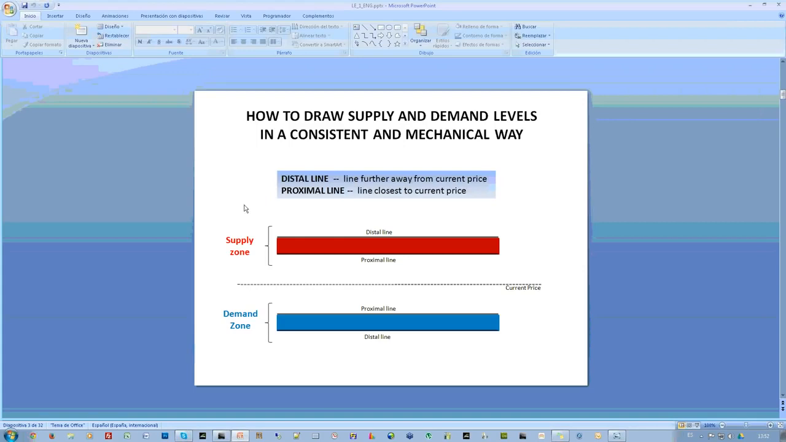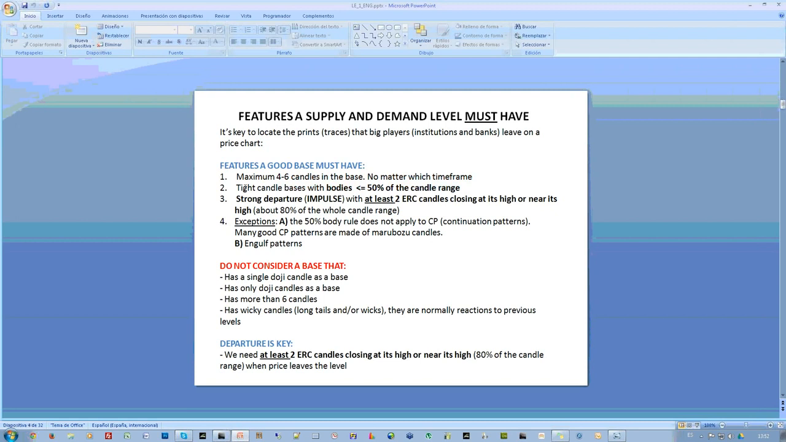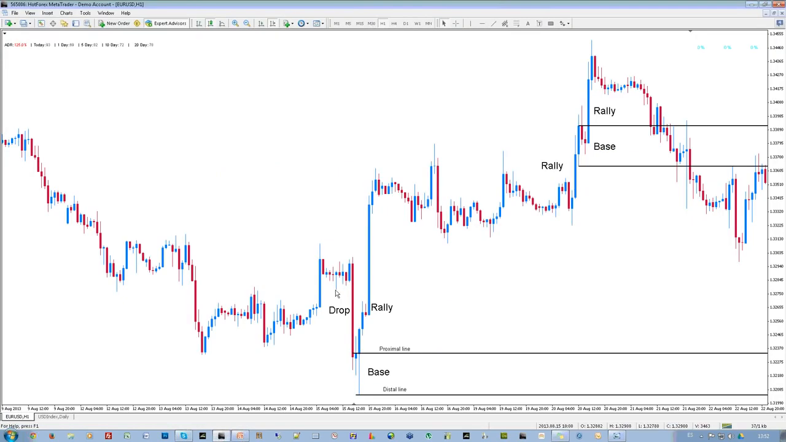But before doing that, let me describe what a good base is, because the base and the departure are essential for a level. A level normally is composed of three blocks: one leg down, okay, like this, we call it a leg, a base, and then another leg. The outgoing leg is the rally, in this case for a demand level, the departure, which is the most important. It's always the second leg.